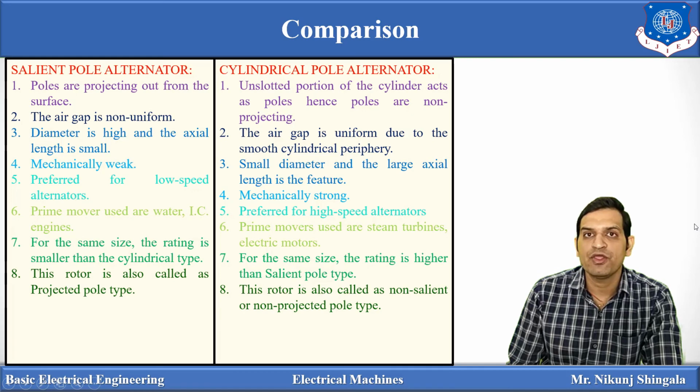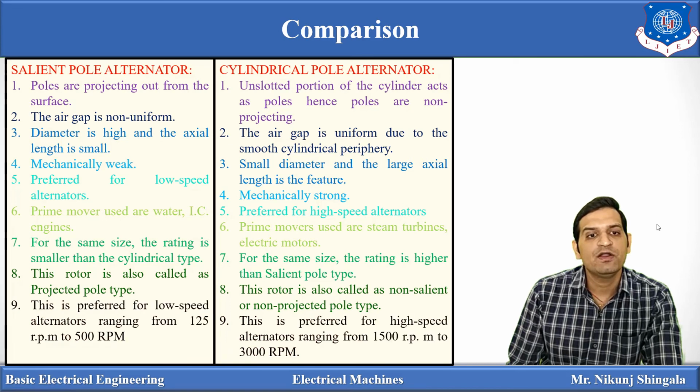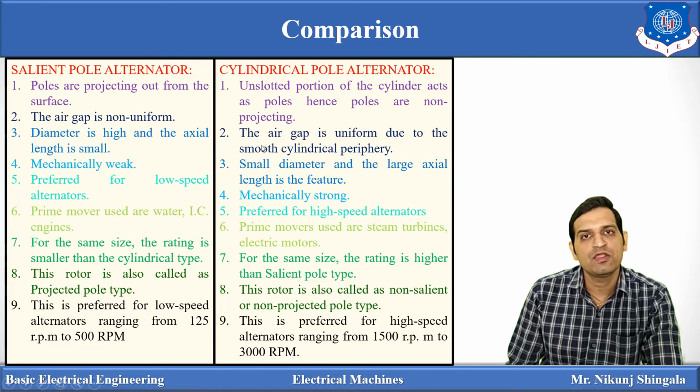This rotor is also known as a projected pole type. This rotor is known as a non-projecting or non-salient pole type. This is preferred for low speed application in between 125 to 500 rpm. This is preferred for high speed alternators, that is 1500 rpm to 3000 rpm. So this is a comparison of salient type pole and non-salient type pole alternator. Non-salient type pole alternators are basically used for high speed alternators which run at around 3600 rpm. Steam turbines are basically used in the case of non-salient type alternator, and here IC engines are used in the case of salient type alternator.